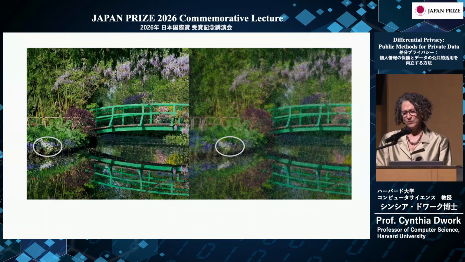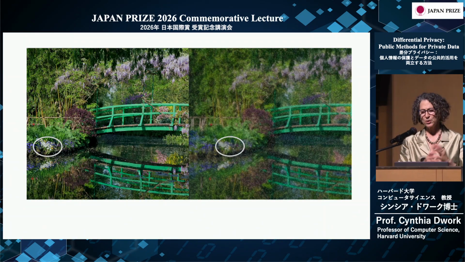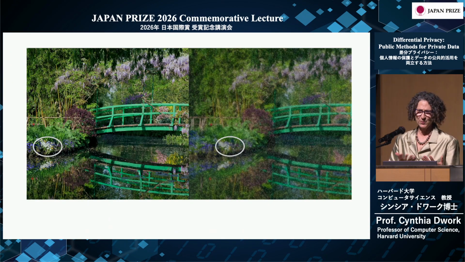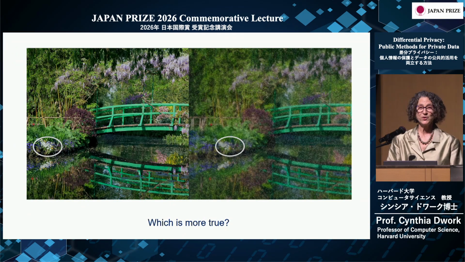So you can think of differential privacy as blurring a picture. The overall scene is clear, but the details have been fuzzed. So you should think maybe about Monet or an Impressionist art. And the question is, which picture is more true?